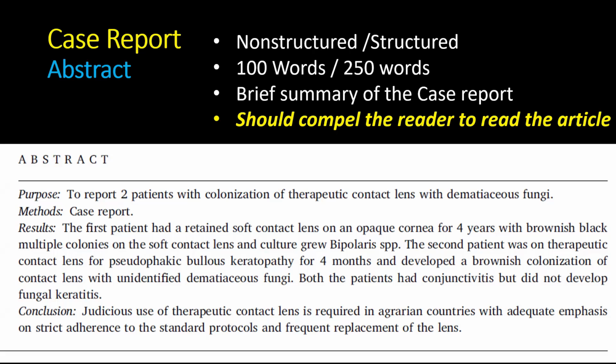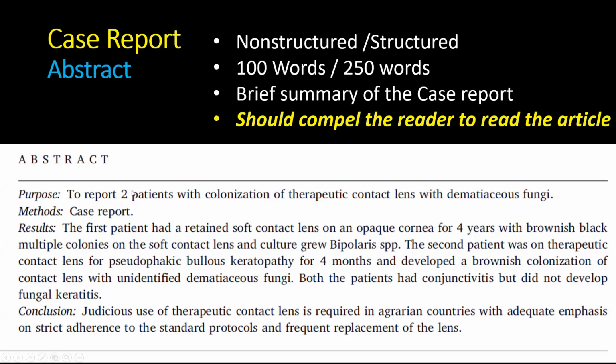It should be concise. It should be precise. Whatever information you want to say, it should be here. No negative history, or very minimal, only the most relevant negative history should be there. And what you're going to conclude, that should be there.